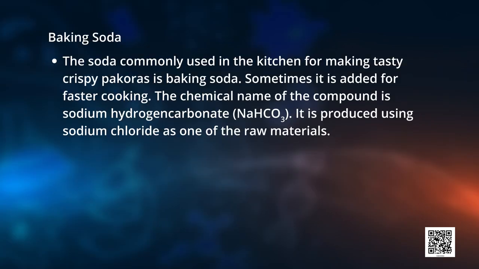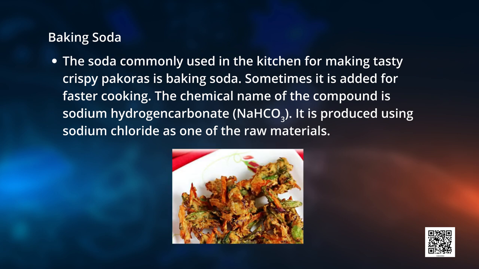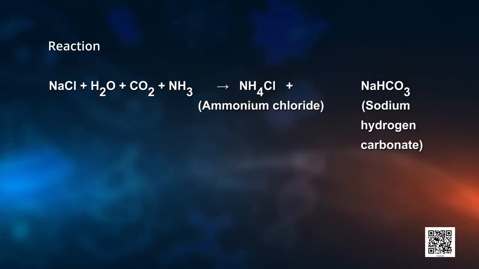The next compound that we will learn which can be produced from sodium chloride is baking soda. The soda which is commonly used in the kitchen for making tasty crispy pakoras, it is the baking soda. Sometimes it is also added for faster cooking. The chemical name of the compound is sodium hydrogen carbonate, written as NaHCO3. It is produced using sodium chloride as one of the raw materials. And the reaction is sodium chloride plus water plus carbon dioxide and ammonia, giving us ammonium chloride and sodium hydrogen carbonate.